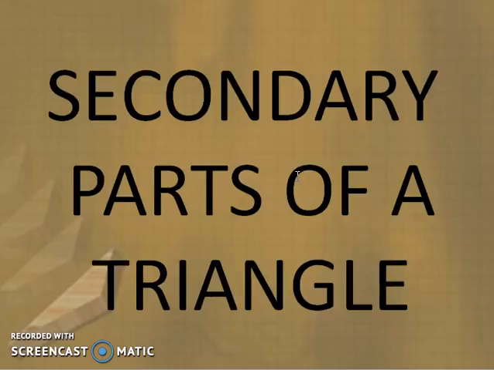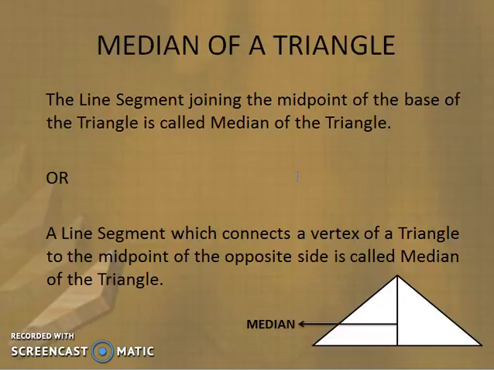And now we are going to cover the secondary parts of a triangle, which is the median of a triangle. The line segment joining the midpoint of the base of the triangle is called the median of the triangle. Another definition: a line segment which connects a vertex of a triangle to the midpoint of the opposite side is called the median of the triangle.